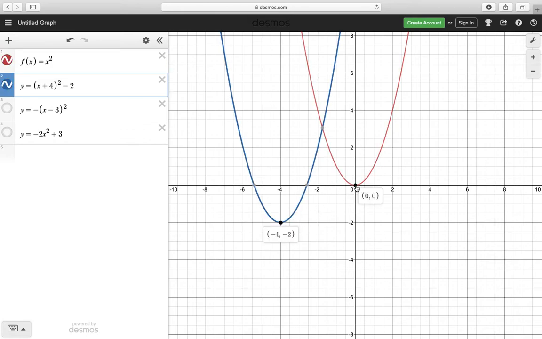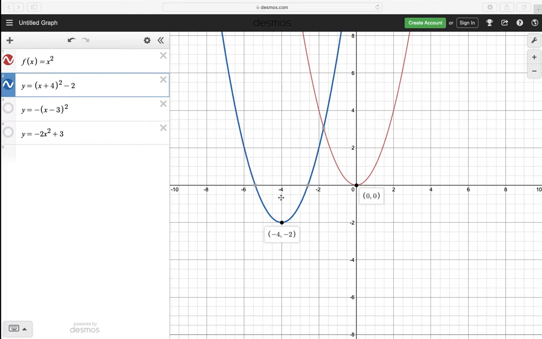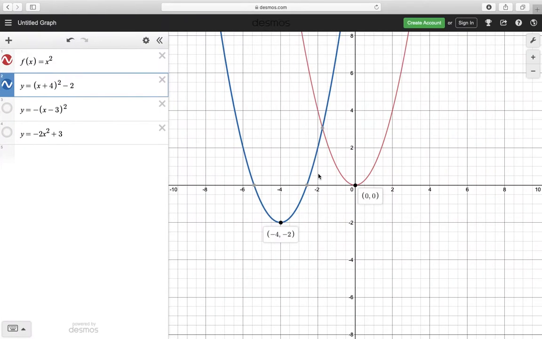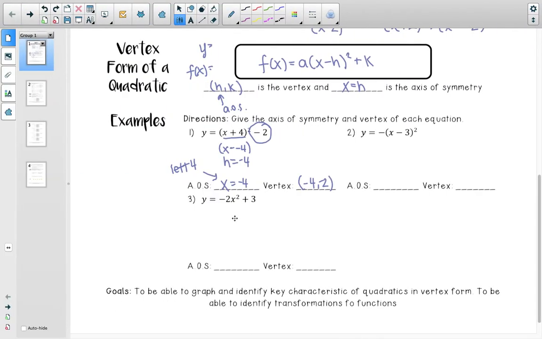Well, I'm hoping you notice that it moved over 4. So it went left 4. Now, if we go back to here, we said x equals -4. So that shows you that it's moving left 4. And then if you go back, sorry for the quick flip, it goes down 2. So this -2 is going down, making it go down. I want to write it here, down 2.